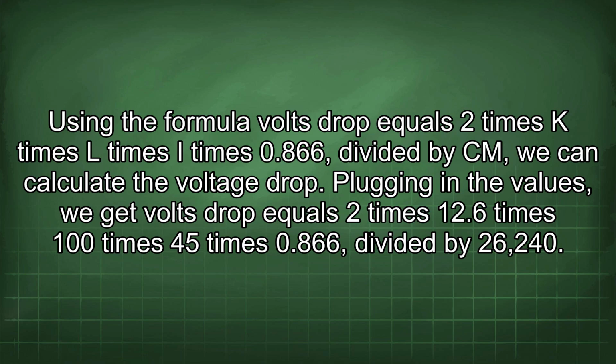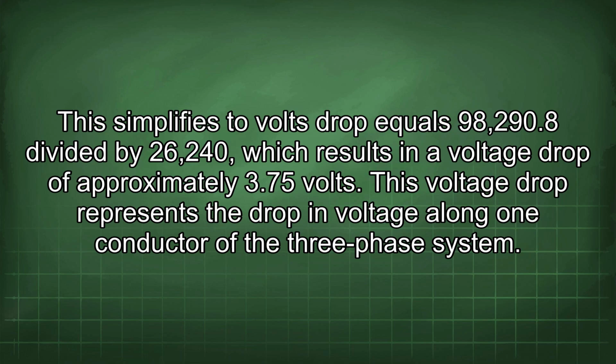Plugging in the values, we get volts drop equals 2 times 12.6 times 100 times 45 times 0.866 divided by 26,240. This simplifies to volts drop equals 98,290.8 divided by 26,240, which results in a voltage drop of approximately 3.75 volts. This voltage drop represents the drop in voltage along one conductor of the three-phase system.